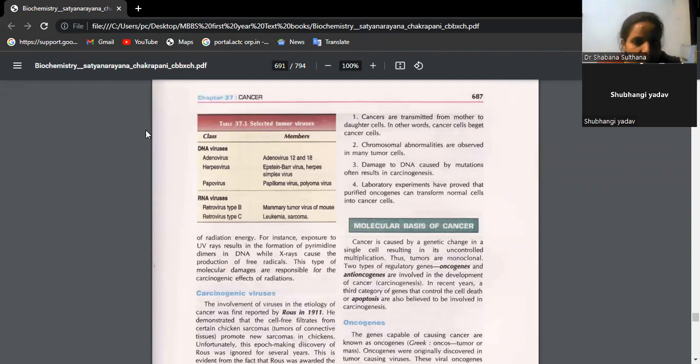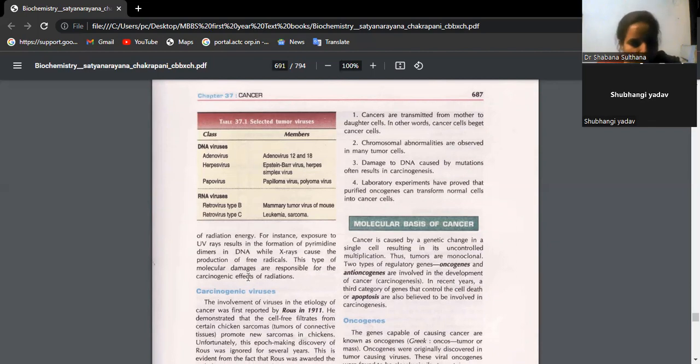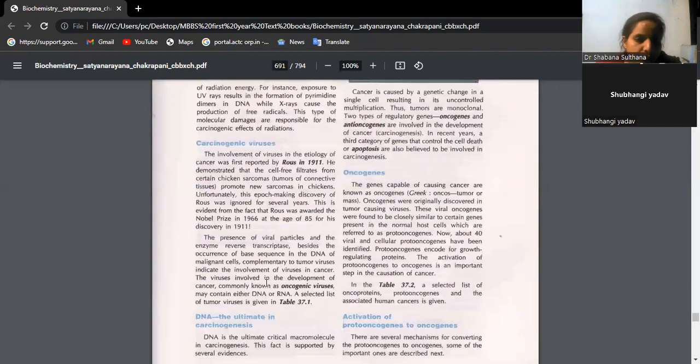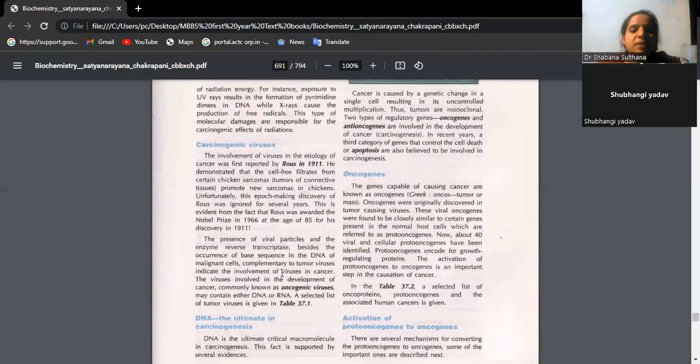Okay, beta? So there are certain viruses also which can cause cancers, like adenoviruses. Among them, adenovirus 12 and 18. Similarly, herpes virus, Epstein-Barr virus, and so on. Viruses can have genetic material, either DNA or RNA. If DNA is the genetic material, we call them DNA viruses. If RNA is the genetic material, we call them RNA viruses. Those are the carcinogenic viruses you can give.